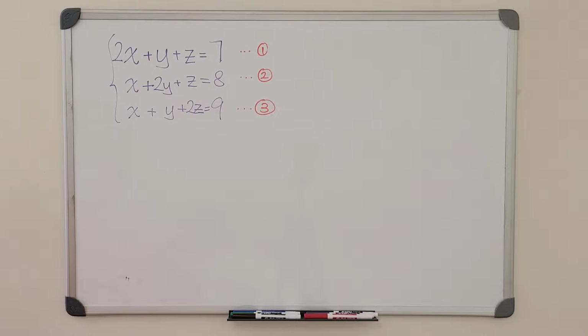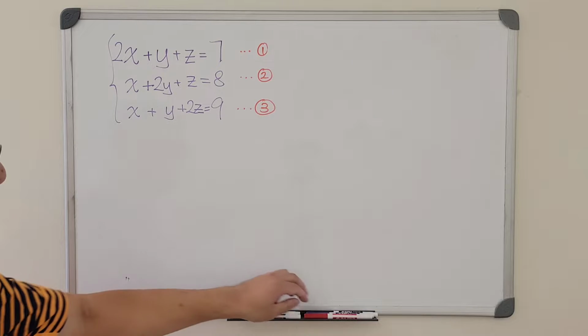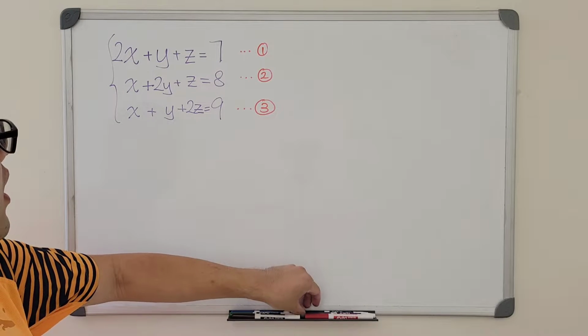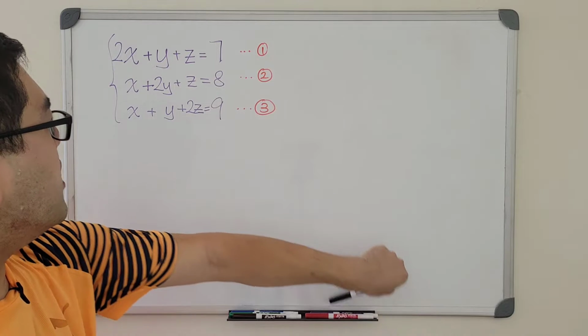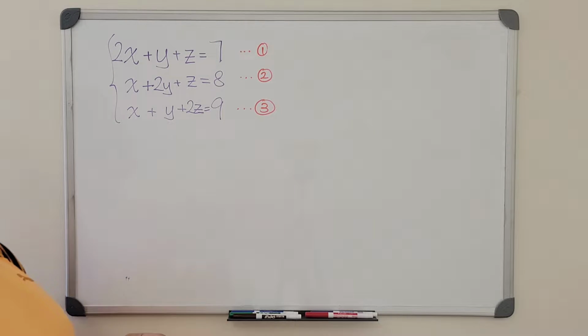algebra problem. Anyway, so we have a system of equations which says 2x plus y plus z equals 7. And then we have x plus 2y plus z equals 8. And the third equation says x plus y plus 2z equals 9.